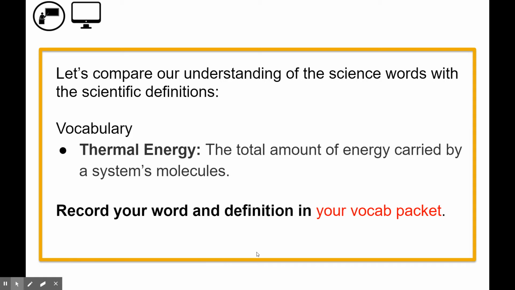Okay. Thermal energy. So thermal means heat. When we're talking about thermal blankets, thermometers, a thermos, a thermostat, all of those things have to do with heat energy. So thermal energy is the total amount of energy carried in a system's molecules. We can add thermal energy. We can add heat to a system. We can remove heat from a system, heating and cooling. Again, please come up with an example in your own words, a definition in your own words. Pause this now. Be ready to move on when you press play again.